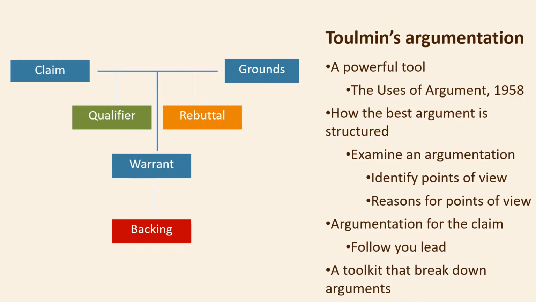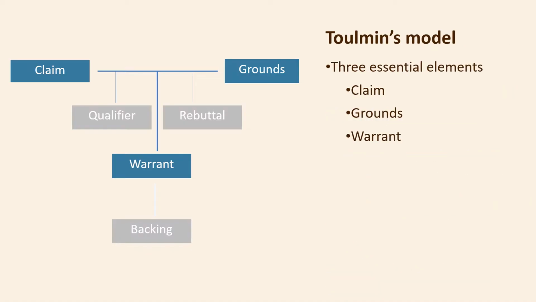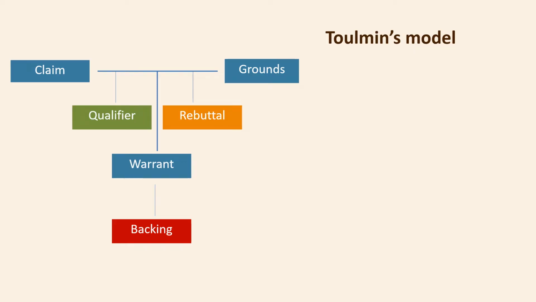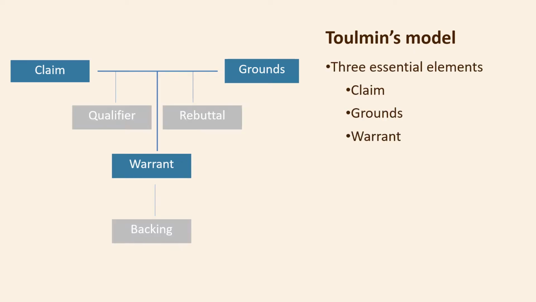Imagine the model as a toolkit that empowers us to break down an argument into its fundamental components. Toulmin's model is built around three essential elements. These are the claim, grounds, and warrant. And three complementary elements. These are backing, qualifier, and rebuttal. Let's look at the individual elements. We begin with the three essential elements, the claim, grounds, and warrant.